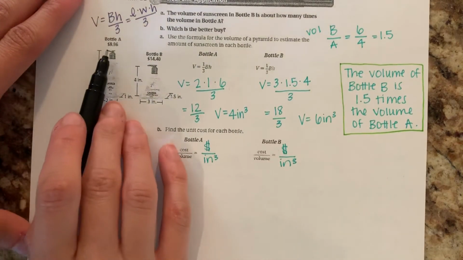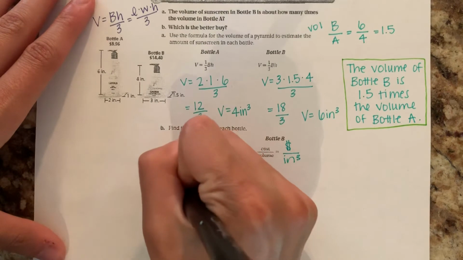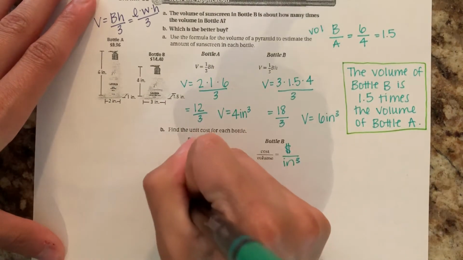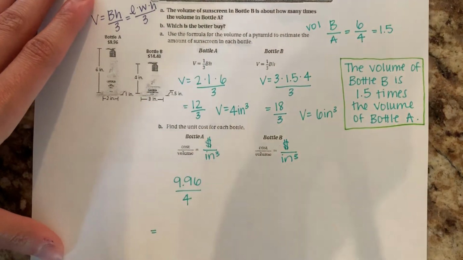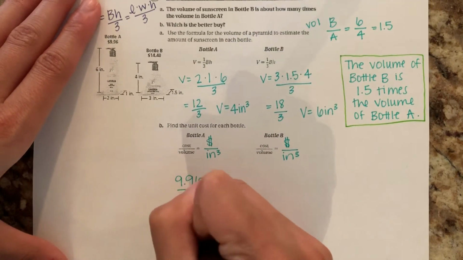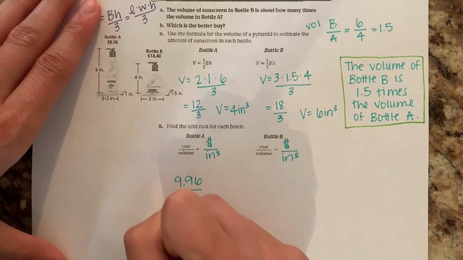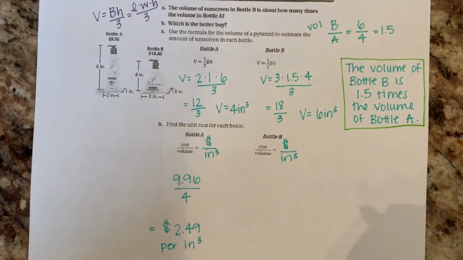So the amount for bottle A is $9.96 divided by the volume for A is 4. So we can go ahead and use a calculator to divide, and we get 2.49. So $2.49 per inch cubed is our unit rate for bottle A.